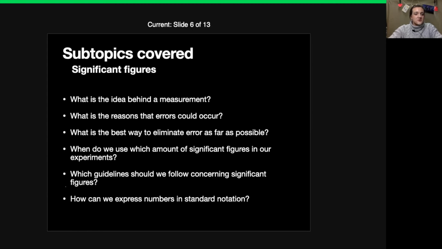Let's see, this is question number 5. Which guidelines should we follow concerning significant figures? Firstly, your answer should have the same amount of significant figures as the data you have received. So if you have 2 decimal spaces, then your answer should also have 2 decimal spaces. This is a very good way to see which significant figures you are using and which you are not using.